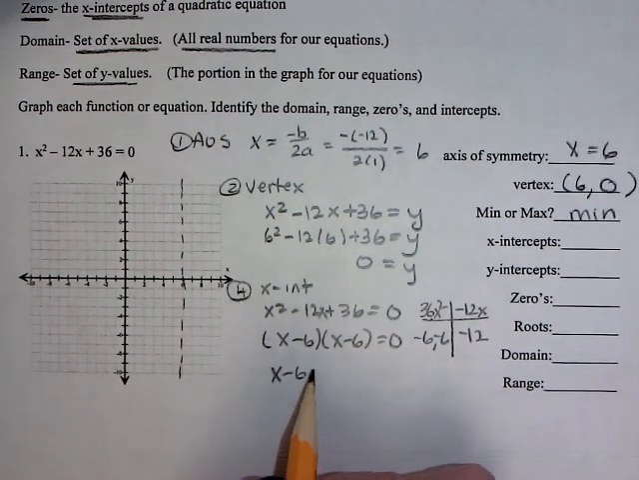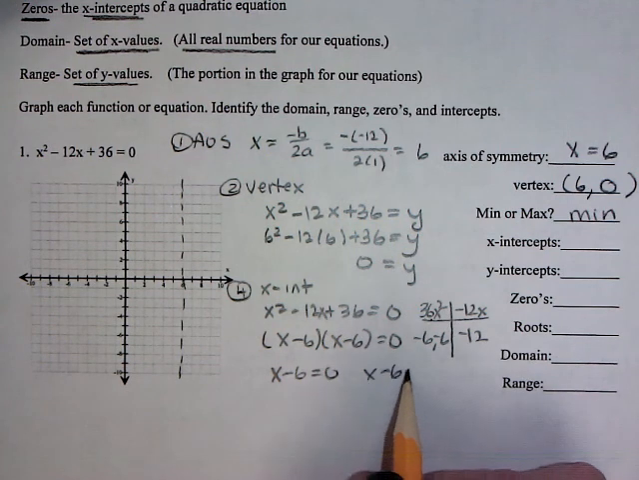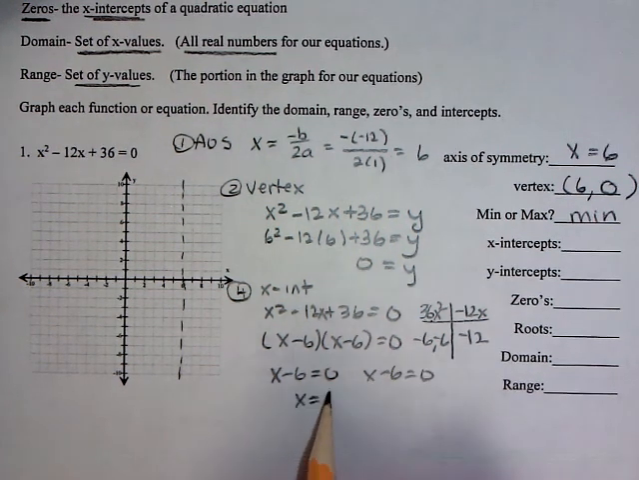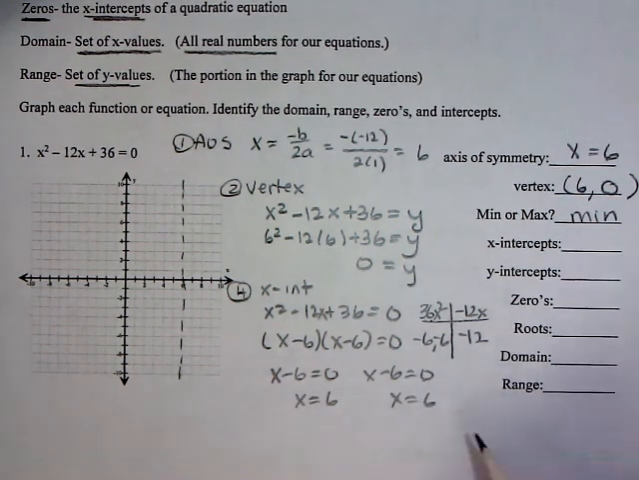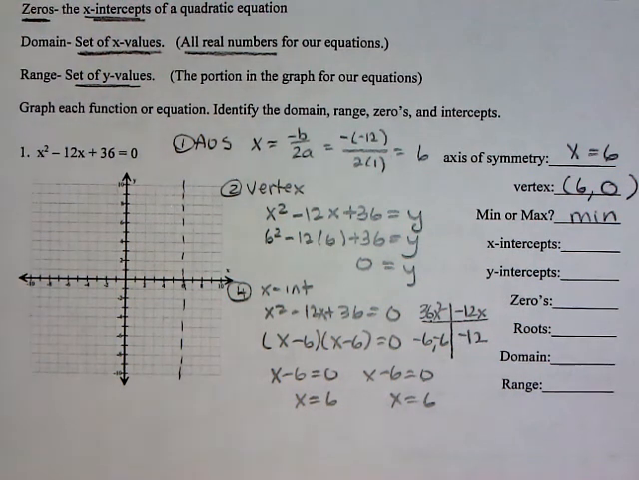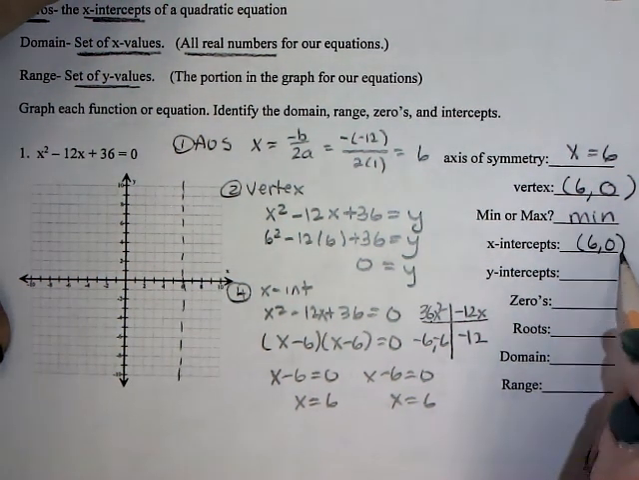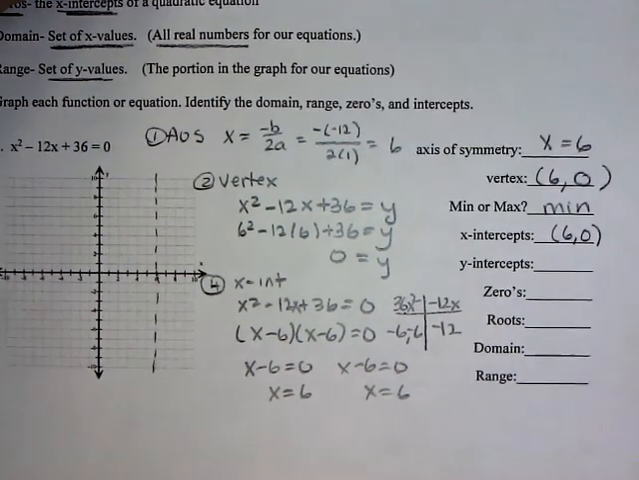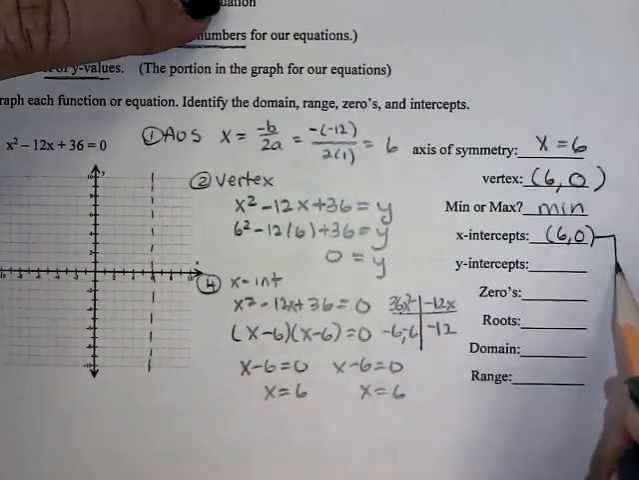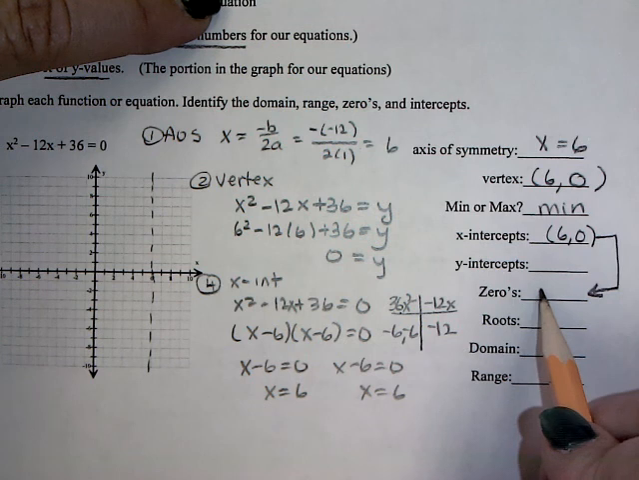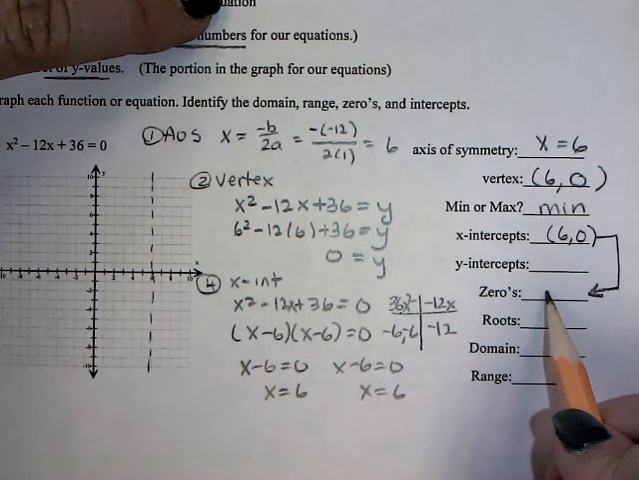Now, just like before, each piece gets set equal to 0. Solve for x. Now, x is the same for both of them, so that's fine. My x-intercept is just (6, 0). This is the part that we were talking about earlier. My zeros, my 0 is my x-intercept, so it is also 6.